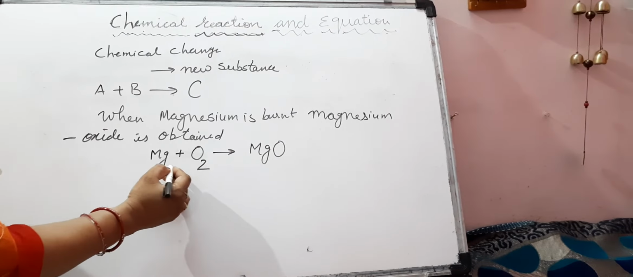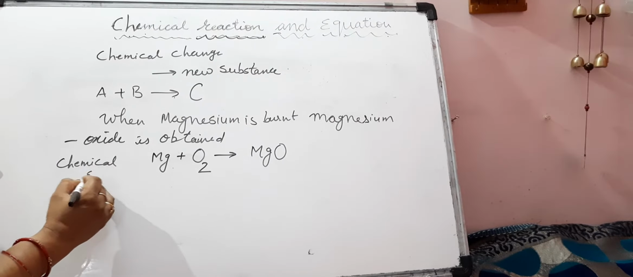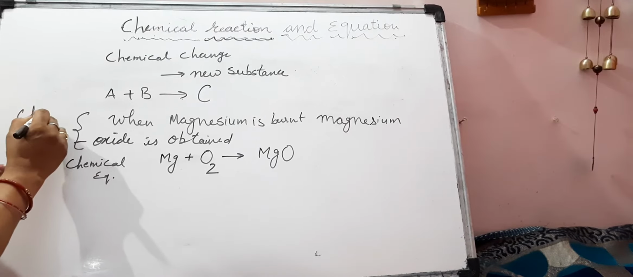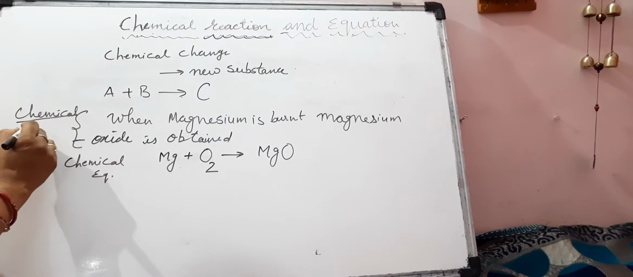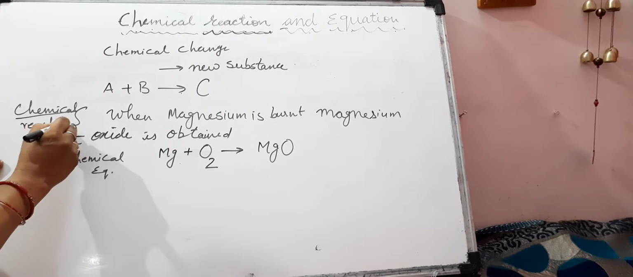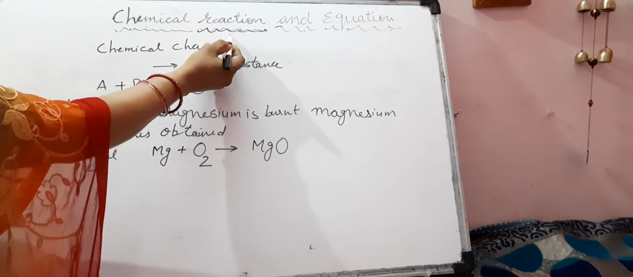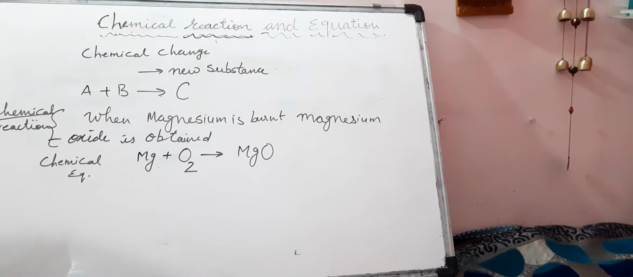So this is chemical equation and the statement is chemical reaction. I think now it is clear to you that what is the main difference between chemical reaction and chemical equation. I am telling you one more example.